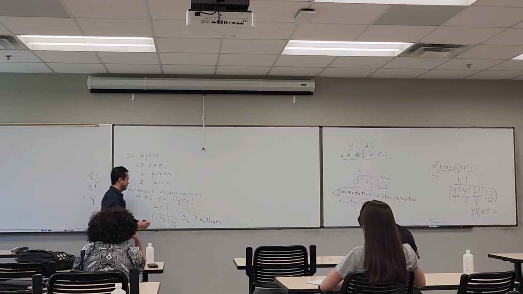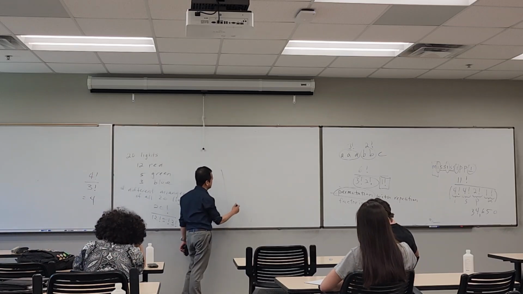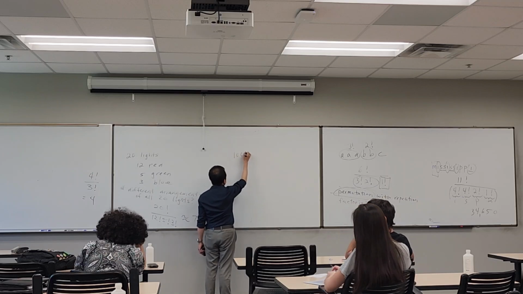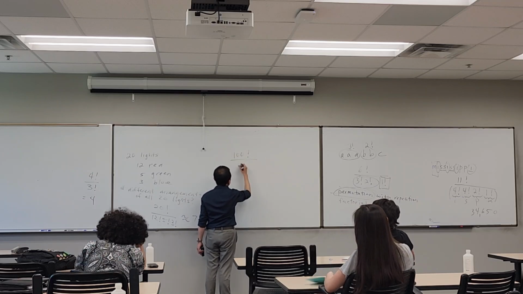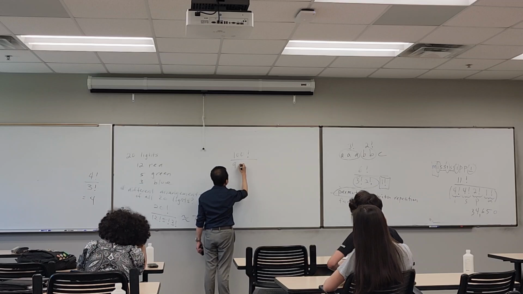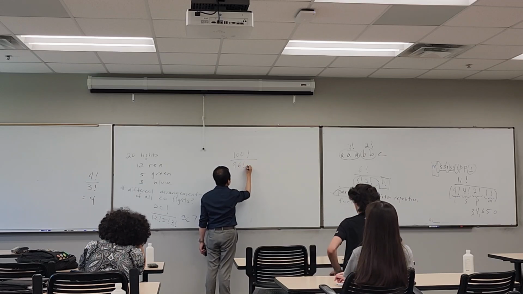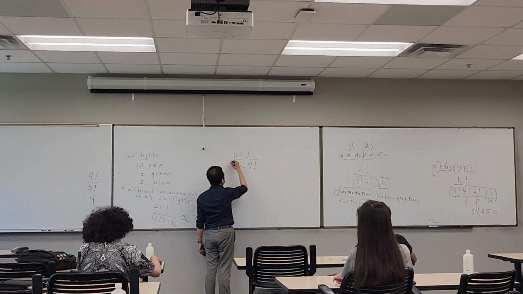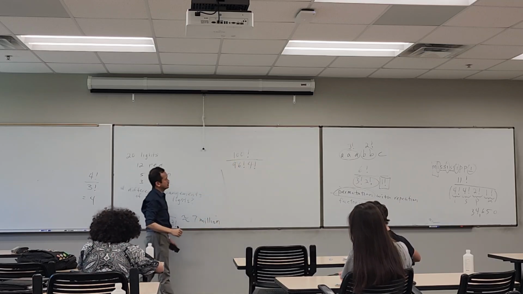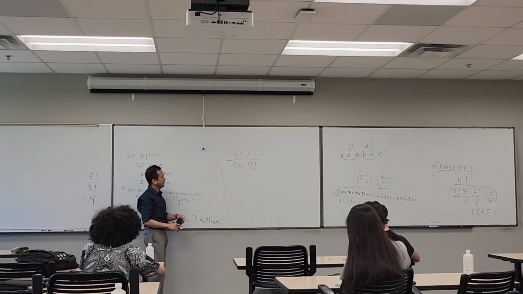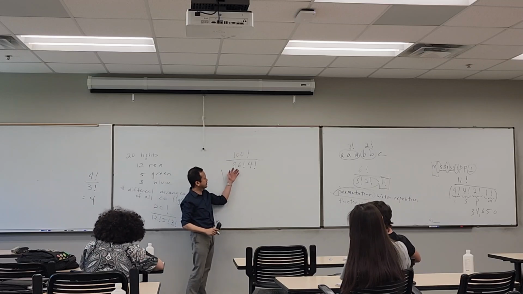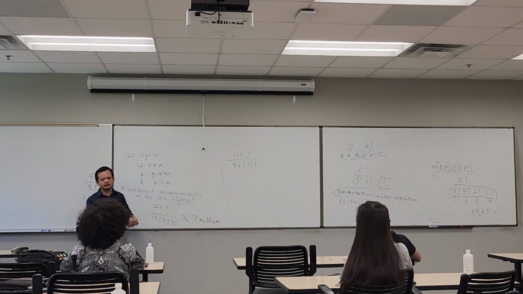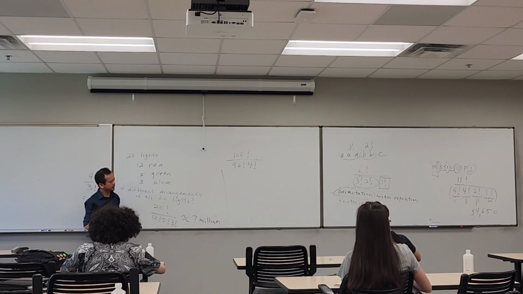Okay, so now let's talk about the next idea. So let's say that you were asked to evaluate this expression. 100 factorial divided by all of 96 factorial times 4 factorial. If you have a calculator, go ahead and punch this in and tell us what you get.